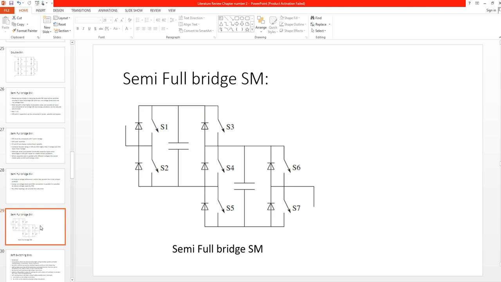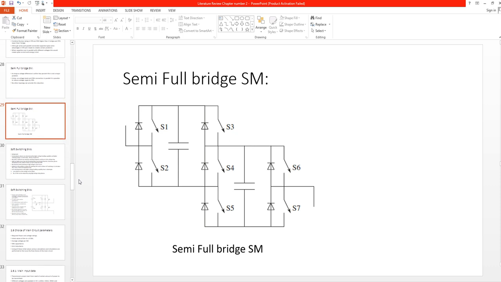So this is the topology. You can see here what is happening: two topologies are connected via this diode and this switch S4. So this is a typical semi-full bridge submodule topology.